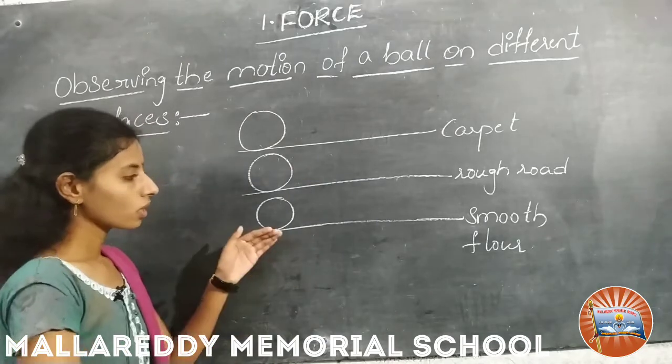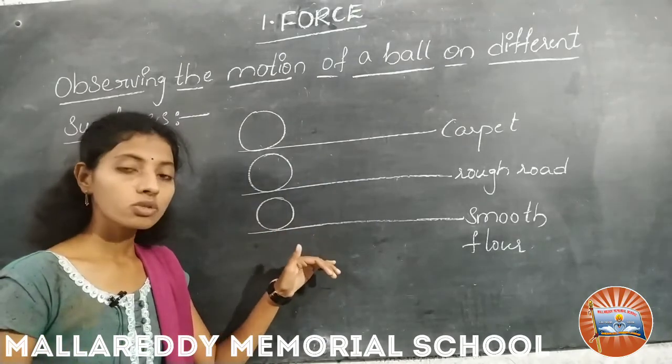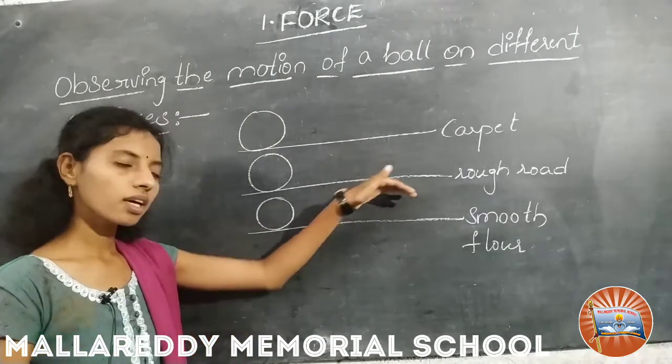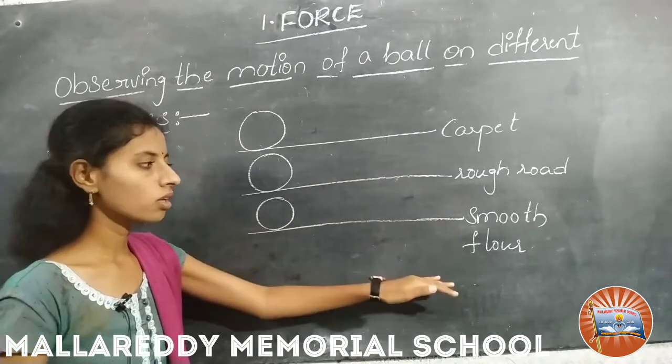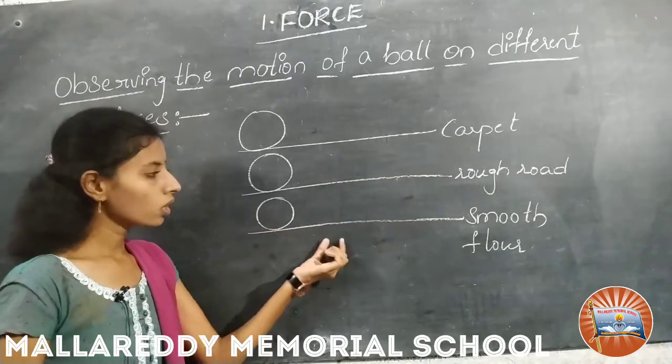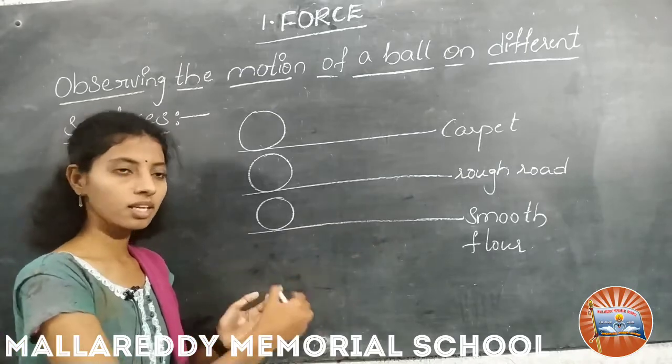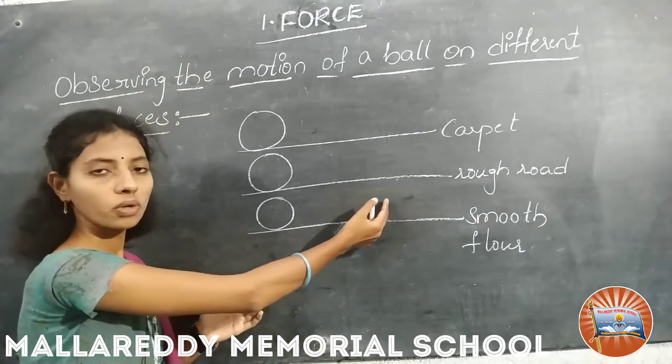Okay, so here the resistance to the motion is more on the rough road, and the rolling of the ball is faster on the smooth floor. Okay.